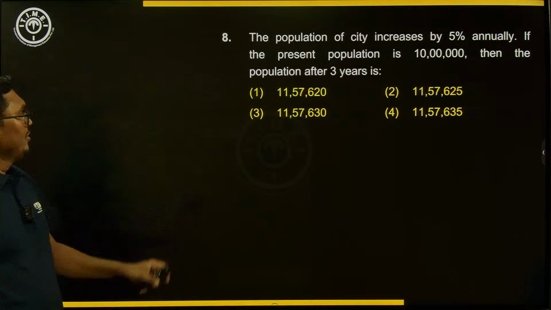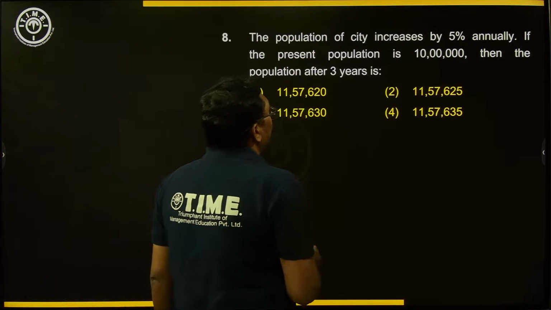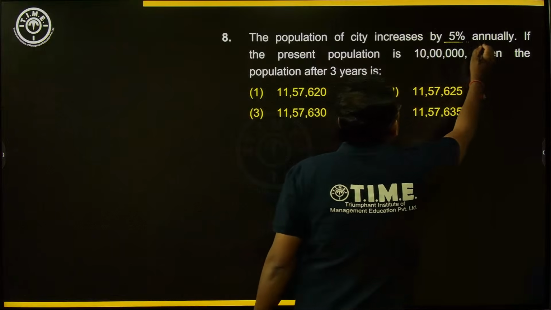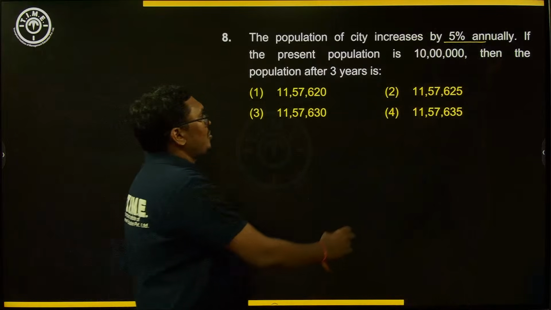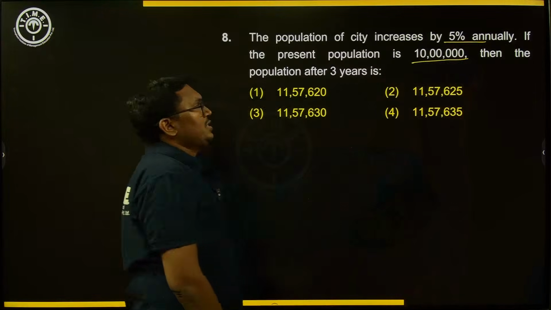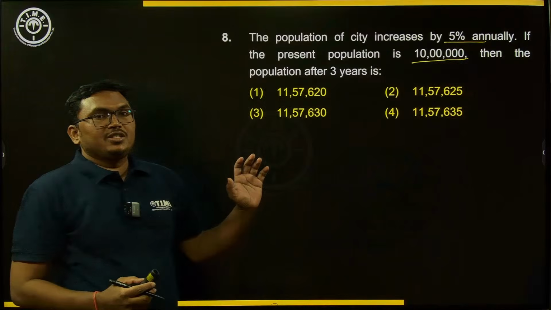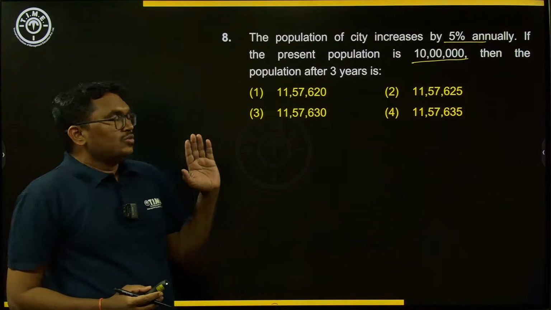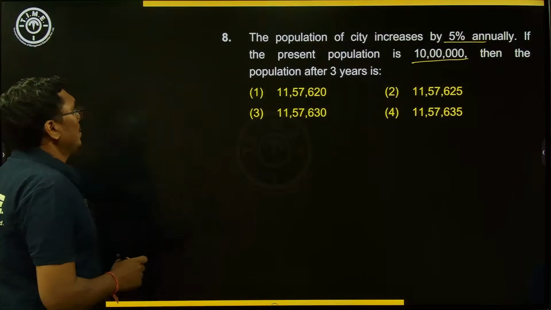Next, we'll see the next question. The population of a city increases by 5% annually. The present population is 10 lakhs. Then the population after 3 years is how much? So population is increased by 5% every year. So after 3 years, what is the population?